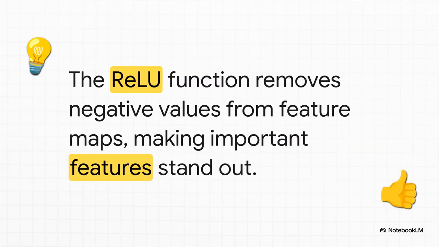Let's zoom in on that second step, activation. So after we find all these features, the network runs a special function on them. A really popular one is called ReLU. All it does, really, is go through the feature map and throw away any negative numbers. The effect is that it makes the important stuff, the positive signals, pop even more. It's like cranking up the contrast on the most important clues.